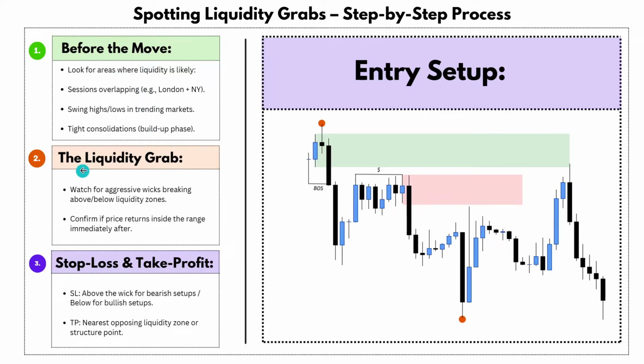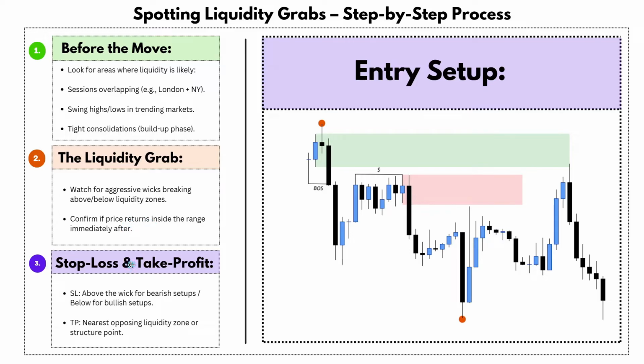Then second is the liquidity grab. We need to watch for aggressive wicks breaking above or below liquidity zones. Just like we stated, with these liquidity zones right here, we have to watch for aggressive wicks breaking above or below all these liquidity zones. And then we confirm if price returned inside the range immediately after.